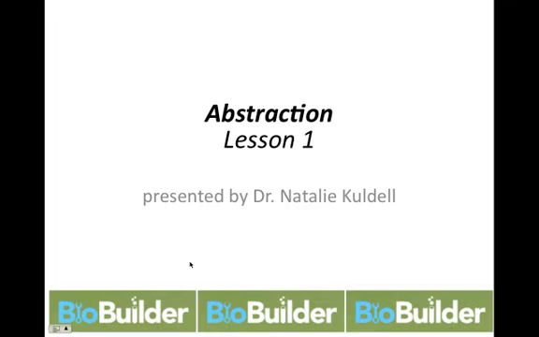All right, so there is lots of work to do, lots of good things to think about with abstraction. This is the end of the first abstraction lesson. As I say, in the second abstraction lesson, we'll go through the hierarchy and apply it to particular biological systems so you can see how it works.